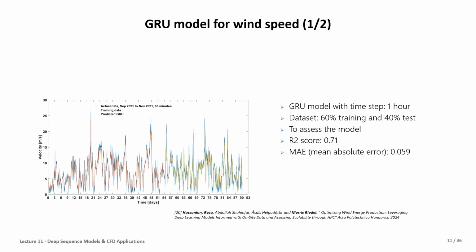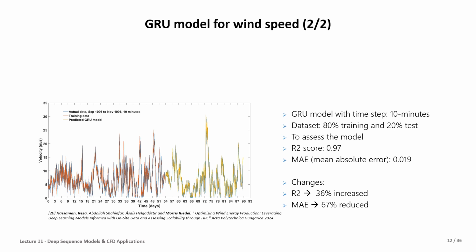And here you can see the blue color is the actual data from the measurement, the red color is the training data, and the prediction of the GRU is the yellow. And you can see how much they are matching. Of course, they are not matching perfectly, and as we can see from the mean absolute error and R2, it's not a perfect prediction. We should mention in this model the time step of data is 1 hour, and also the training is 60%. So we try to improve it.